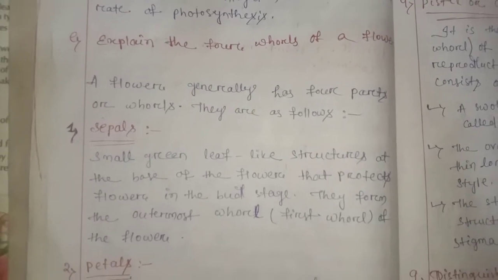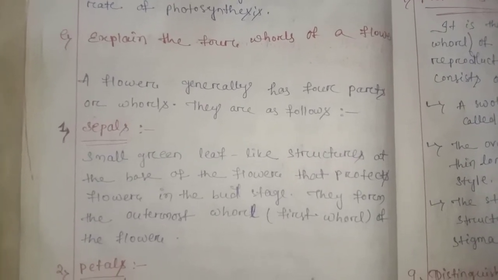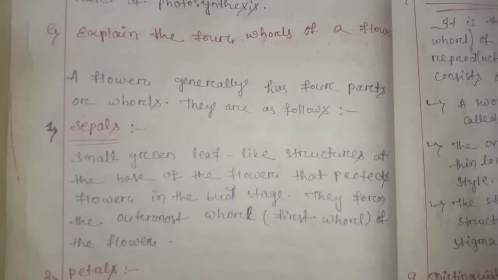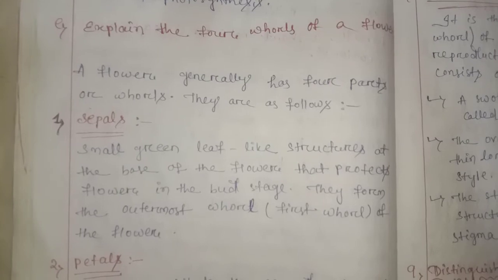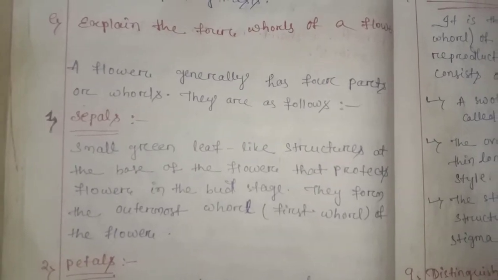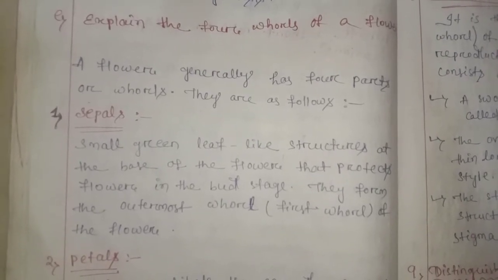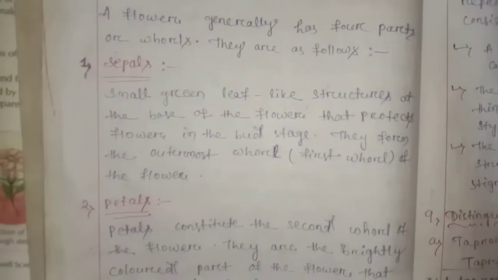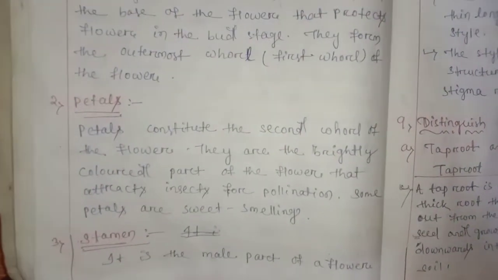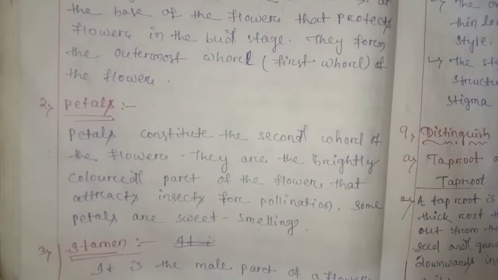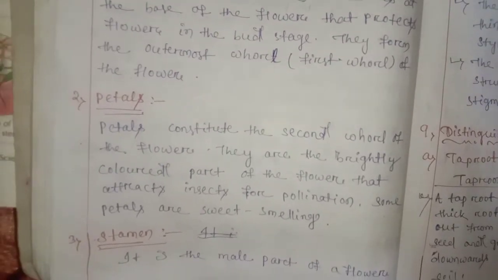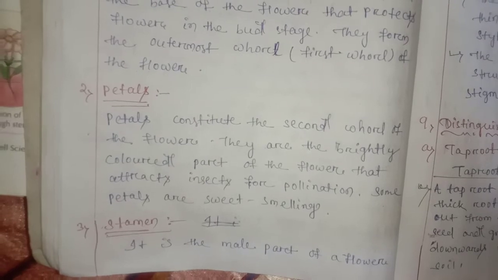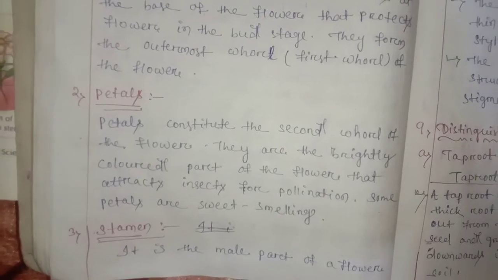A flower generally has four parts or whorls. They are as follows. First one is sepals. Green leaf-like structures at the base of the flower that protect the flower in the bud stage. They form the outermost whorl or first whorl of the flower. Then petals. Petals constitute the second whorl of the flower. They are brightly colored parts of the flower that attract insects for pollination. Some petals are sweet smelling.